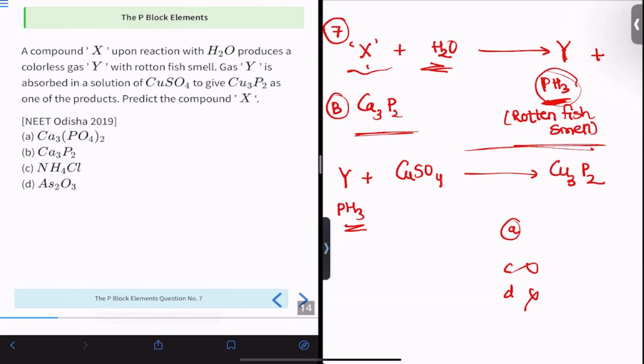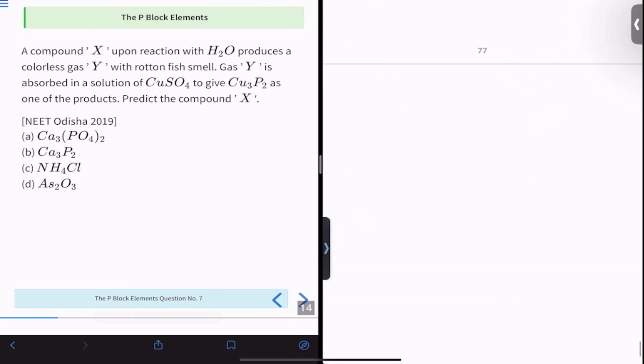Option A, calcium phosphate, if it reacts with water, will you get PH3? No, you'll get some acid, H3PO3 or H3PO4. You'll get some acids, not a gas. So option A is also ruled out. So you are left with option B, calcium phosphide. That is how you should approach the questions. Okay, guys, with this, I'll move to the next question, question number 8.